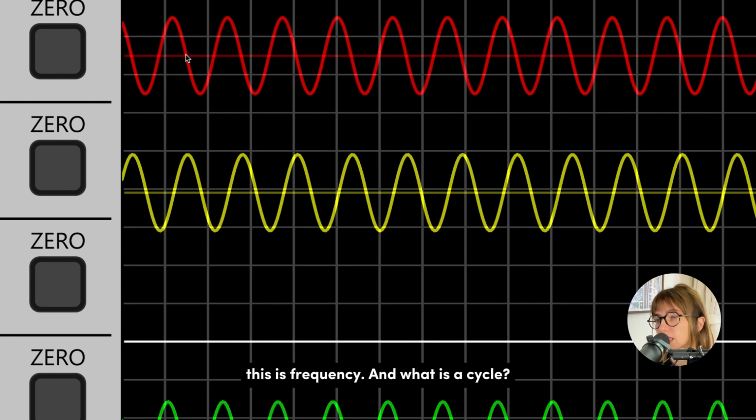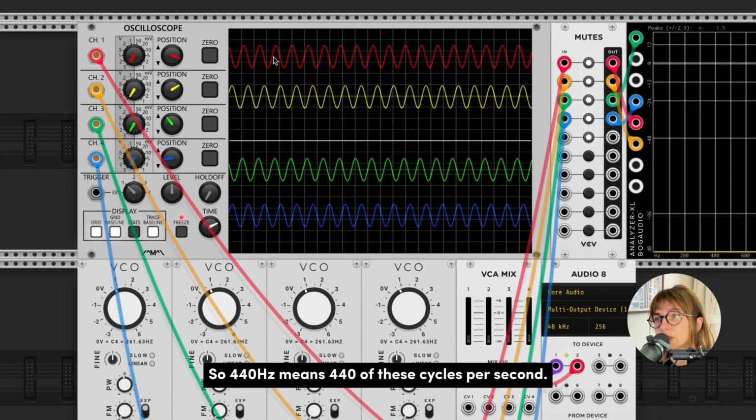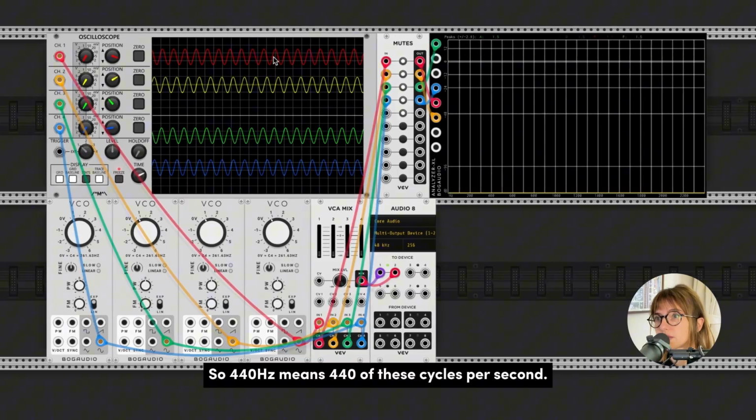This is frequency. And what is a cycle? A cycle is basically the time between the positive half, the negative half, and back to zero. So 440 Hz means 440 of these cycles per second.